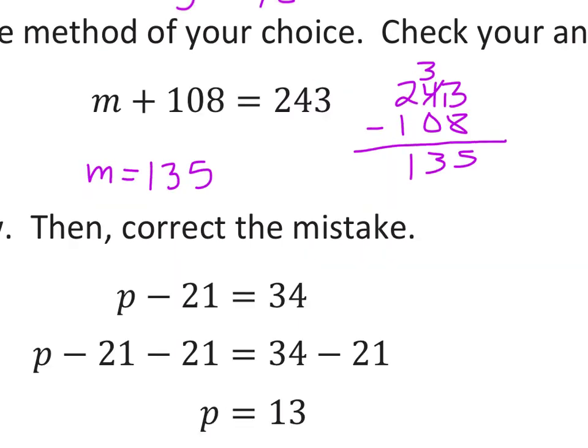Okay, I'm going to move a little bit quicker now that we've gone over those. So to check answers here, method of my choice, I see that I have a missing part, and therefore I'm subtracting. So I subtracted, I got 135. Done.